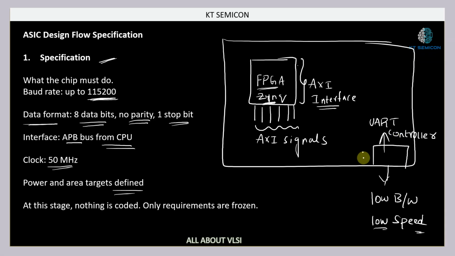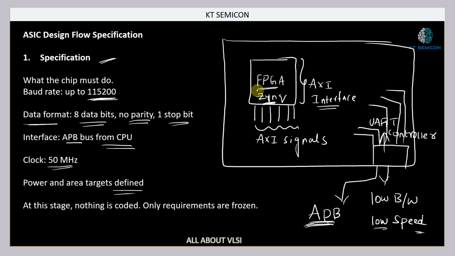It cannot be very high speed, right? So it is very low speed. So for low speed devices, we will use the APB interface. That means APB related signals are what we are going to use. The UART controller is going to have these APB interface signals, and this FPGA is going to have AXI signals. We will have something known as a bridge. This bridge is going to convert the AXI signals into APB signals.